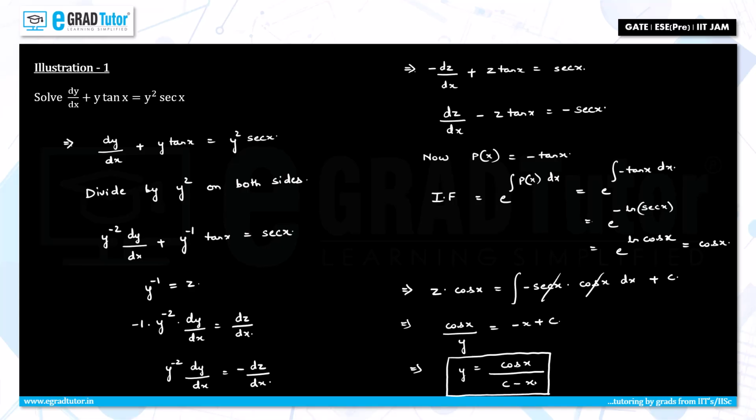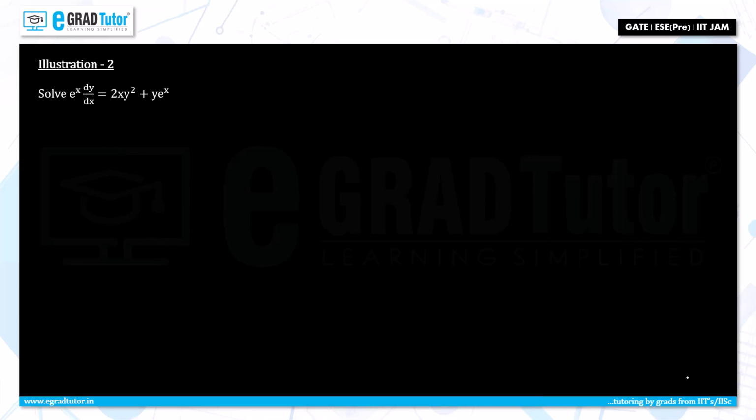Okay, you understood? First we have taken this substitution according to the basic rule. Then we have the linear first order differential equation in z. We solve that by calculating the integrating factor, then the general solution. We substituted back z as 1 by y and we got the general solution in y. Okay, now let's take up another illustration.